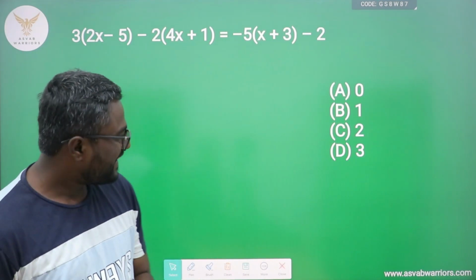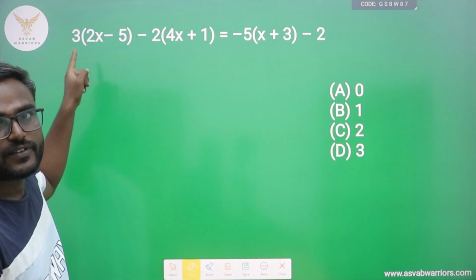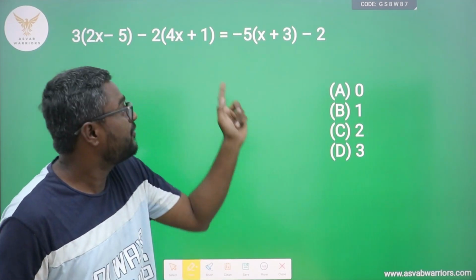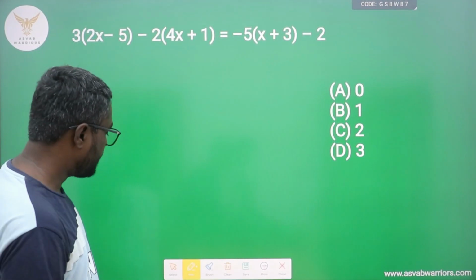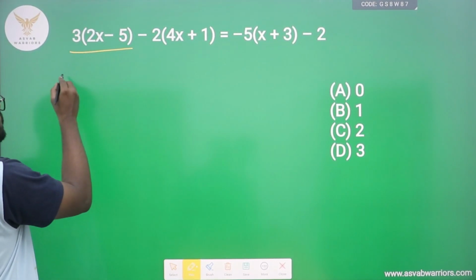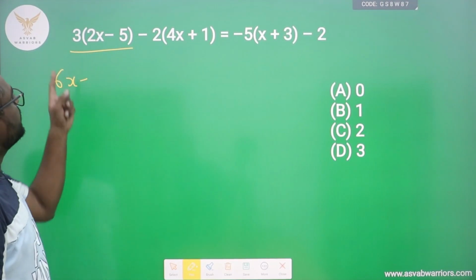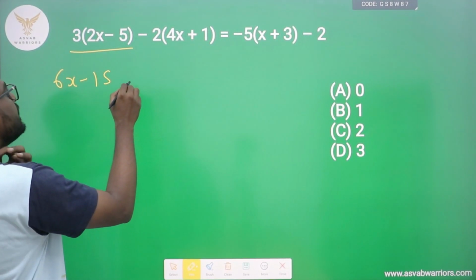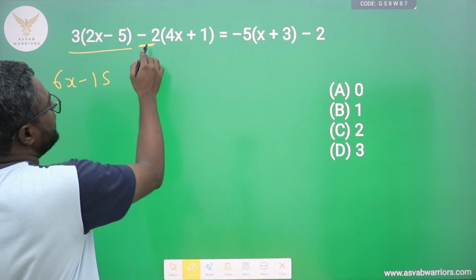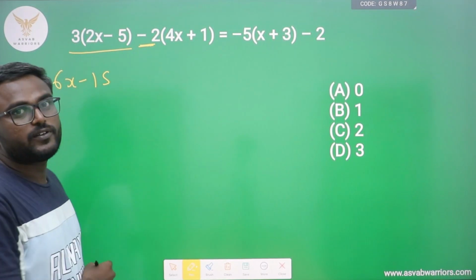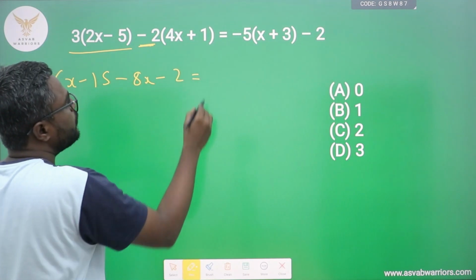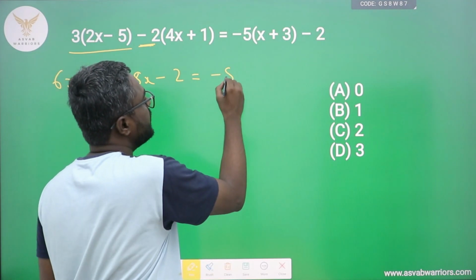So the next question says that 3 times 2x minus 5 minus 2 times 4x plus 1 is equal to negative 5 times x plus 3 minus 2. So first thing that I'm going to do, simplify this. So 3 times 2x is nothing but 6x minus 3 times 5 is nothing but 15. Now remember guys, there is a minus sign over here. We can either directly change the signs, or else I'll just explain it to you. Negative 2 times positive 4x is negative 8x. Negative 2 times positive 1 is negative 2, equals to negative 5 times positive x is nothing but negative 5x.